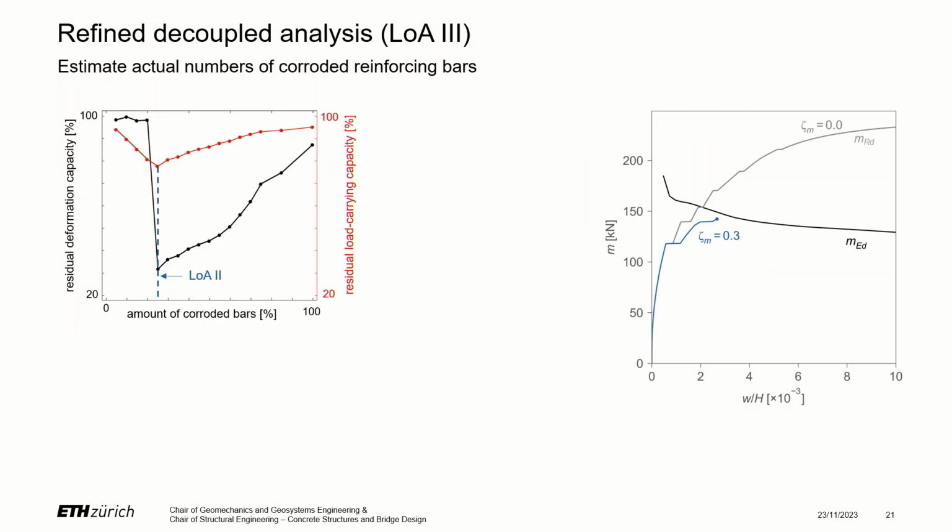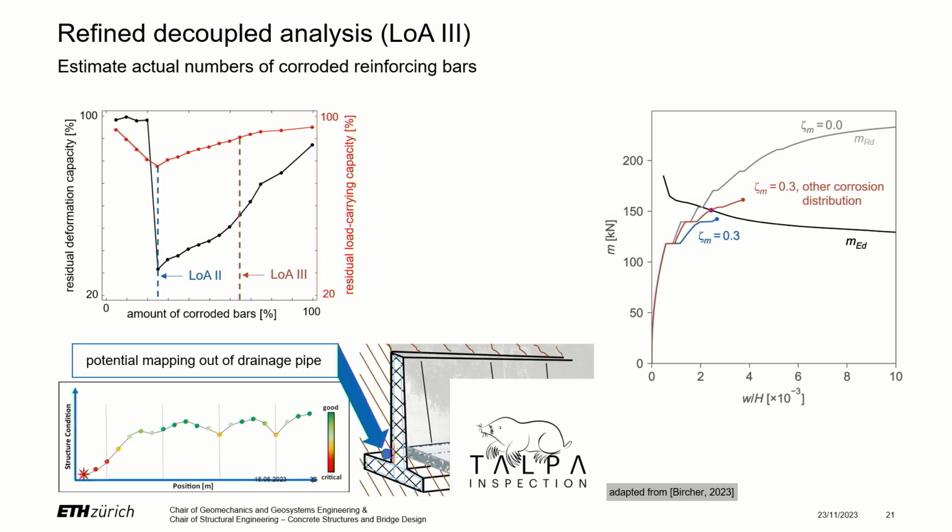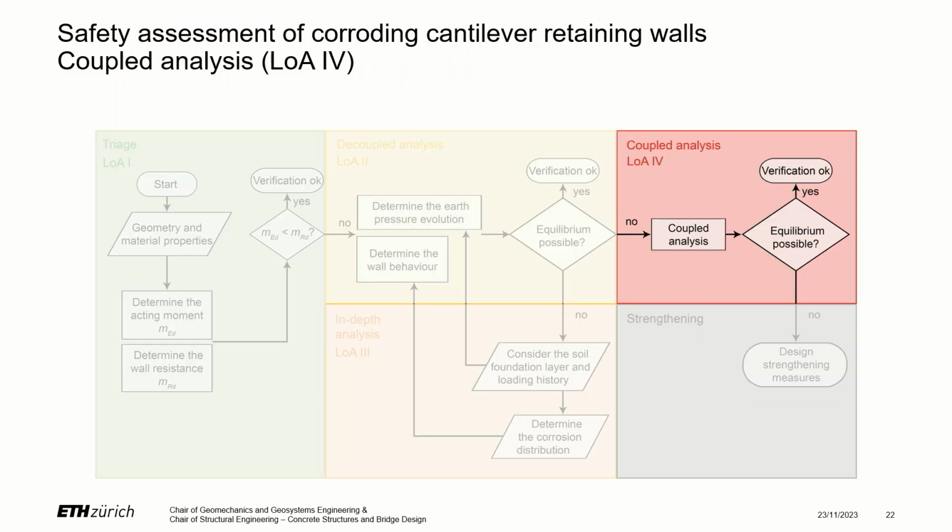In phase 2, we assumed that we don't know anything about the number of corroding bars. But of course, if we know something, or if we can update this number, you could come up with a much more beneficial result for the assessment. And as we heard in the last presentation today, it seems feasible that by conducting potential mapping out of the drainage pipe, you could have an estimate of the number of bars which are actually corroding. If this also doesn't work, then we can move forward and carry out coupled analysis.